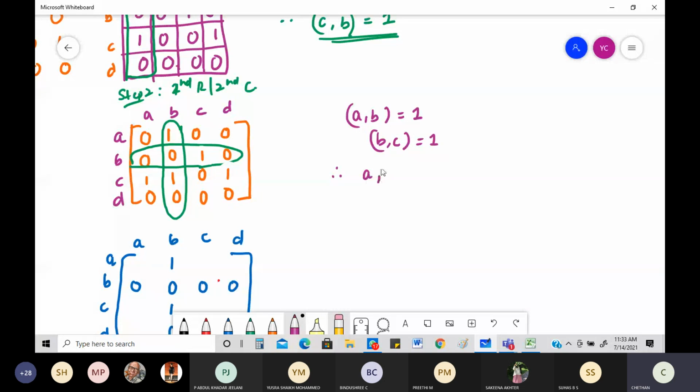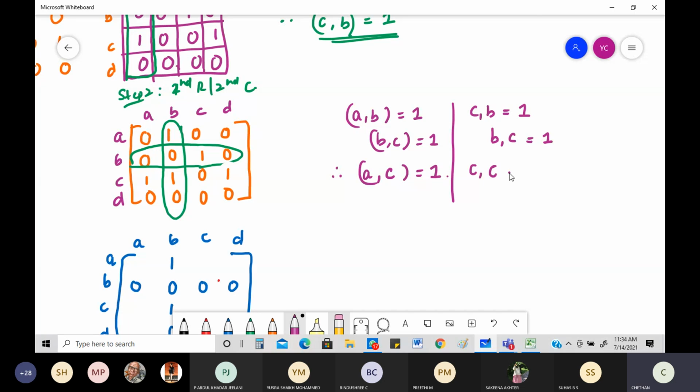Okay, this is the first thing that you got. Next, is that the only thing? No, there may be one more thing. Let's check. Where is the other one you have? The other one is basically here, C comma B. Okay, C comma B is equal to 1. Then B comma C is equal to 1. So can I write C comma C is equal to 1? Very clearly I can write C comma C is equal to 1.